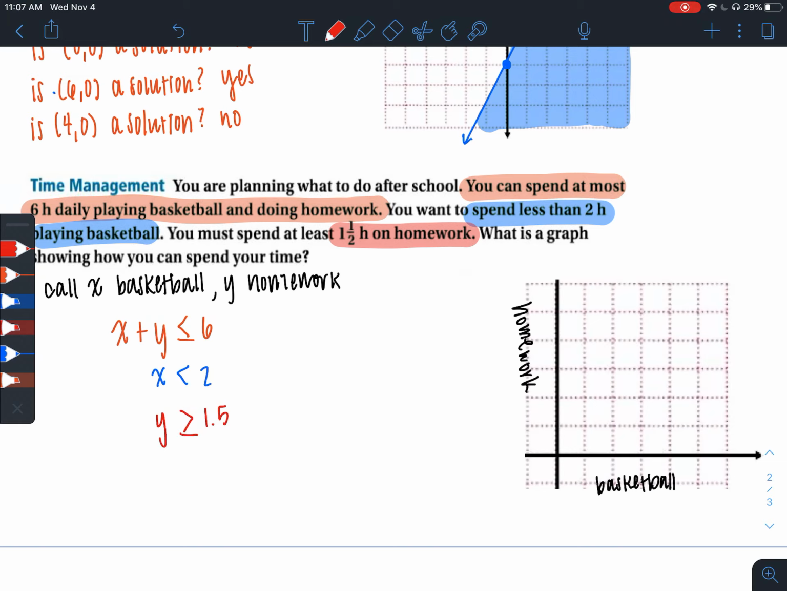Okay, so then let's start graphing. So X plus Y is equal to 6. I'm going to rewrite that equation as Y is less than or equal to negative X plus 6. So it's easier to graph. Here's 6, and then down 1 over 1 for that. So there is my line. And I want to shade below.